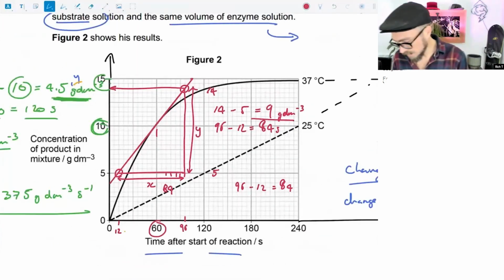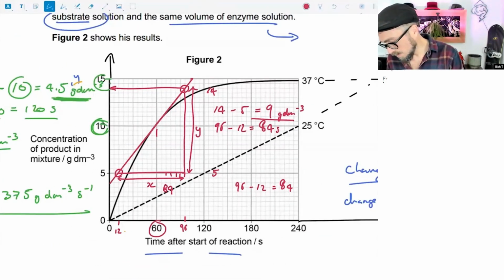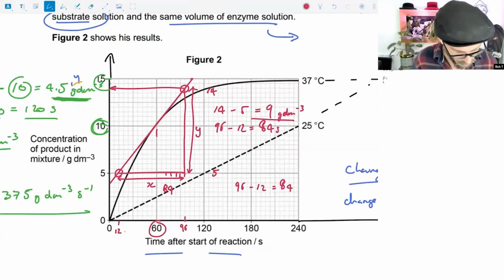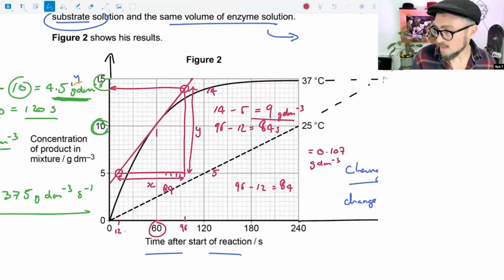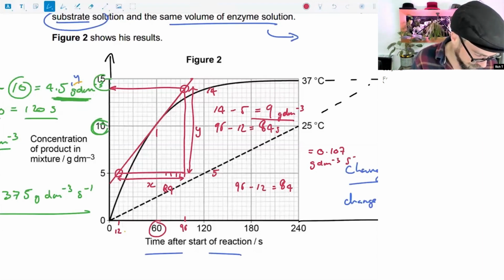This divided by this, 9 divided by 84, gives me 0.107 grams per decimeter cubed per second.